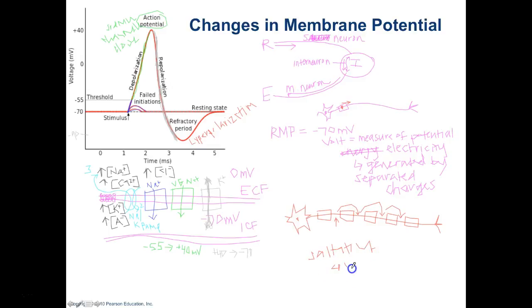Like I said, this is getting worse as time goes on. That's supposed to say saltatory conduction. Anyway, that about covers action potential.